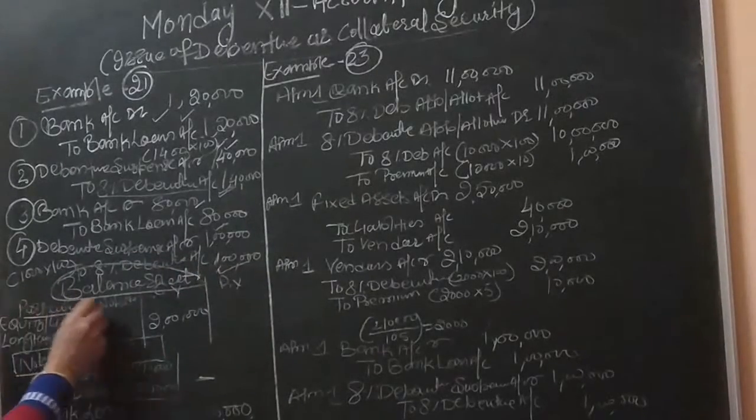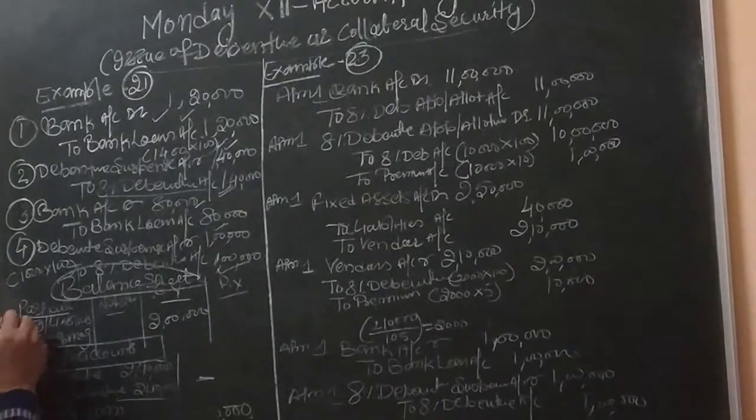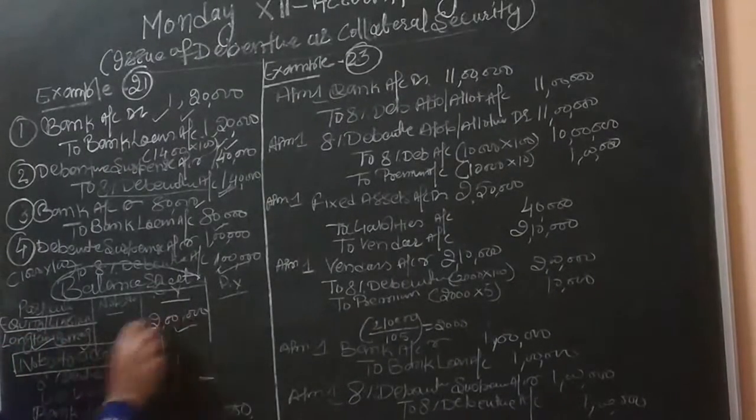Format of balance sheet: particulars, note number, amount of current year, amount of previous year. Then first of all, the equity and liability side. Under the equity and liability side, we show here long term borrowing with rupees 2 lakh.